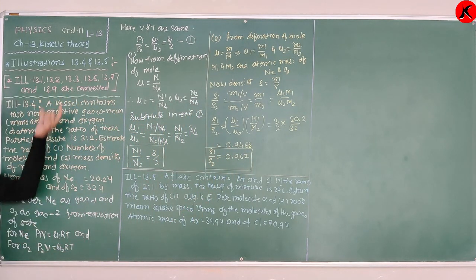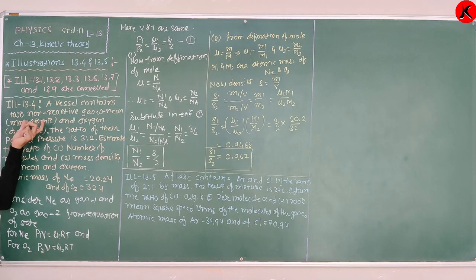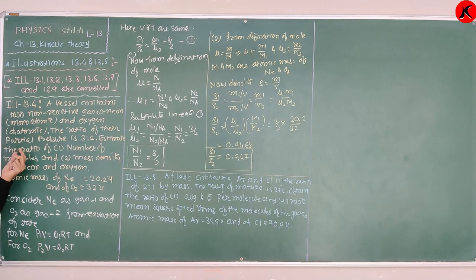A vessel contains two non-reactive gases, neon (monoatomic) and oxygen (diatomic). The ratio of their partial pressures is 3:2. Estimate the ratio of the number of molecules and the ratio of the mass density of neon and oxygen. The atomic mass of neon is 20.2 atomic mass units and of oxygen 32 atomic mass units. Consider neon as gas 1 and oxygen as gas 2.